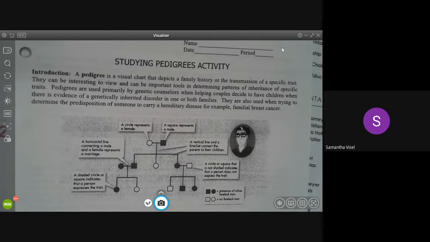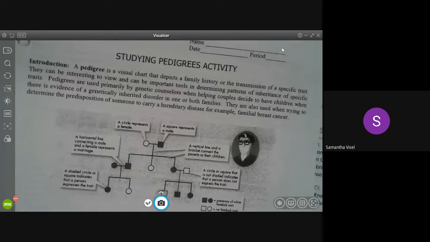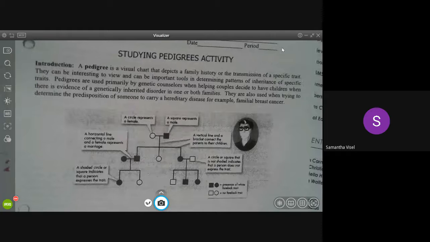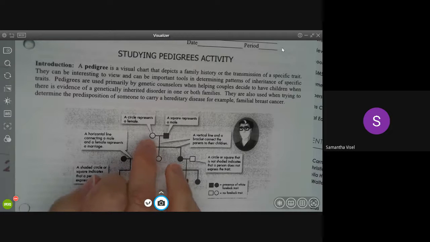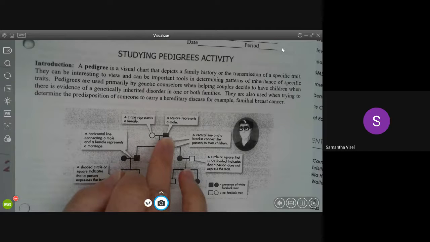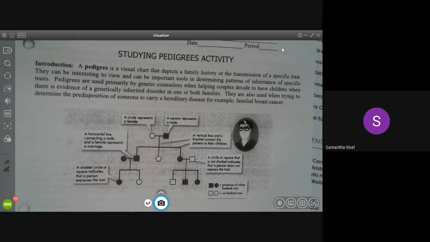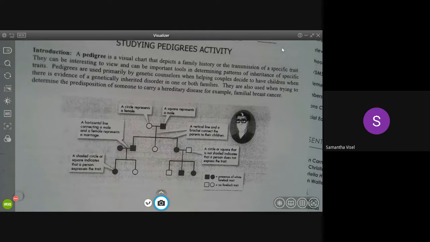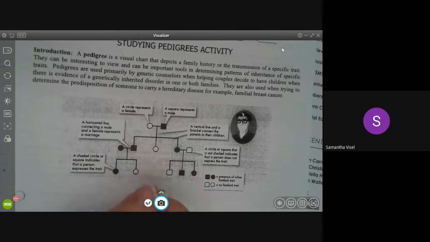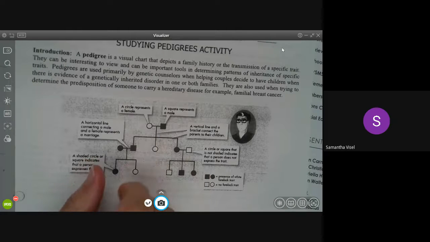So how do we interpret a pedigree? It's used to show marriages, offspring, and relationships, and we try to get as detailed as possible. A circle represents someone who is female, and a square represents someone who is male. A line between two people indicates a marriage, and a vertical bracket, a line below, indicates children.